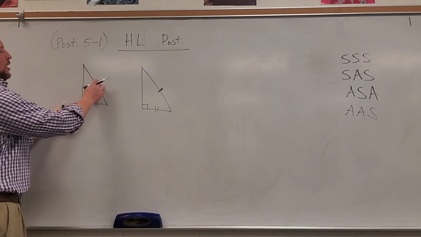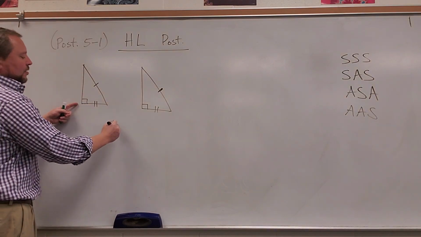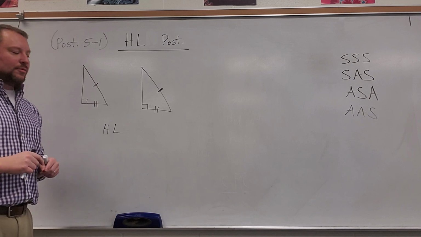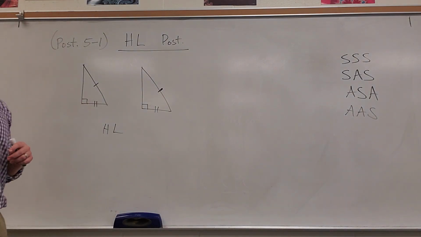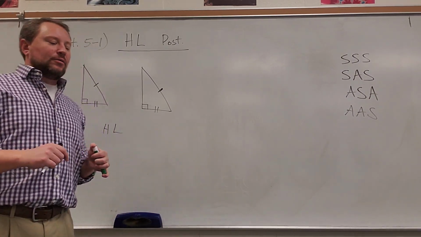Because we do have the hypotenuse here. That's the H part. And we do have a leg. And it's understood to already have the right angle since it's a right triangle. So we're calling this HL. But if you have that, that's enough to prove triangles congruent. And again, it's unique to right triangles.